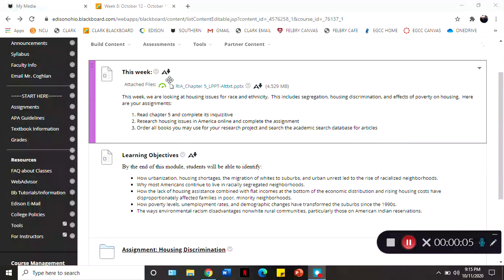This week we're going to be looking at Chapter 5 in our book, and we're going to be doing an assignment on the association between race and housing. So this week you're going to be studying urbanization, and the best way to really think about race and housing is to just drive through any city.